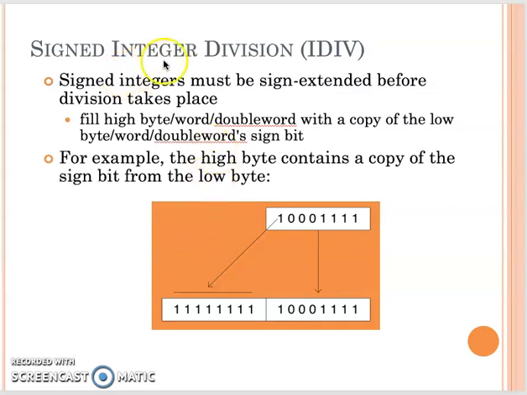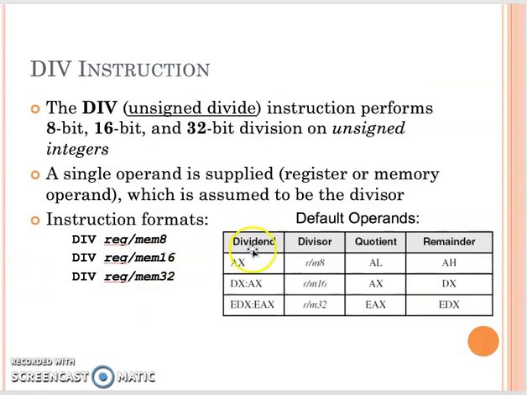Let's talk about signed integer division. We use the IDIV instruction, which is similar to the DIV instruction. We still have the divisor in the operand, and the dividend still sits in AX, or DX:AX combined, or EDX:EAX combined.